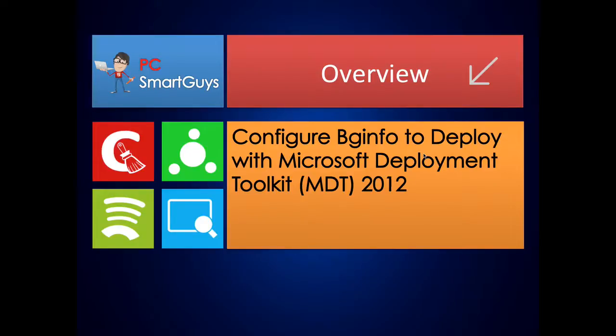Today I'm going to show you how I configured BGInfo to work with MDT 2012 on a 32-bit operating system. The overview is we're just going to configure BGInfo so that you will see the different backgrounds changing through the task sequence as we deploy our image.